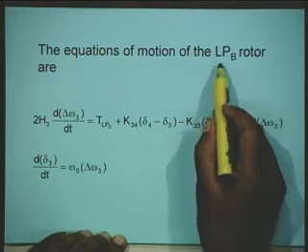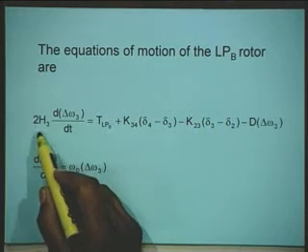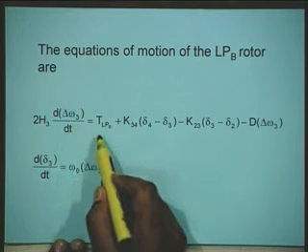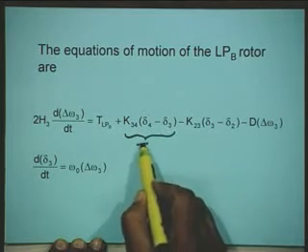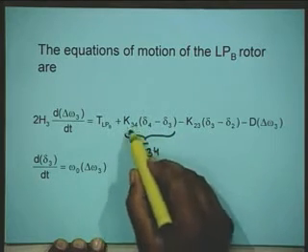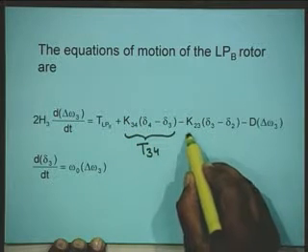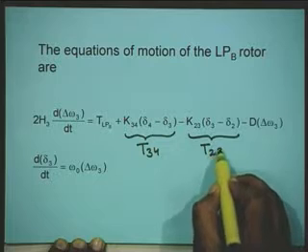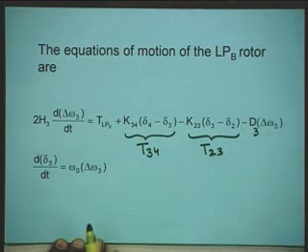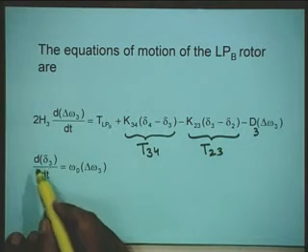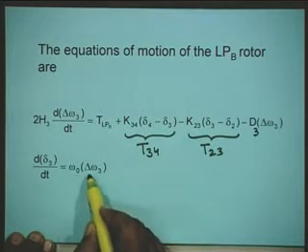Similarly, we can write down the equations of motion for LPB, IP and HP sections. The equations of motion for the LPB rotor are 2 times H3 d by dt of delta omega 3 equal to TLPB plus T34, which is equal to K34 into delta 4 minus delta 3, minus T23, which is written as K23 into delta 3 minus delta 2, minus D3 delta omega 3, and the next equation is d by dt of delta 3 equal to omega naught into delta omega 3.